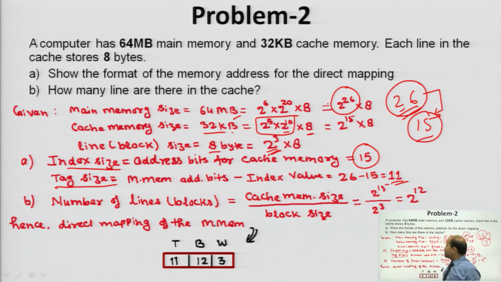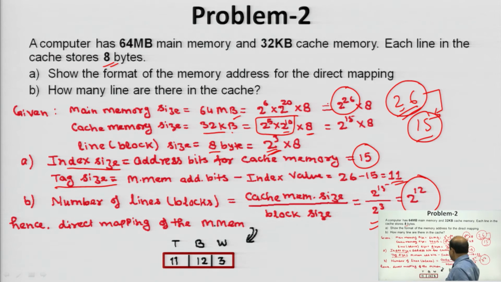Now, the next part of this question asks how many lines are there in the cache. So, we have to calculate the number of lines or number of blocks. How can this be calculated? It is very simple. The number of blocks or number of lines is the total size of the cache memory divided by one block size or one line size. Here, the cache memory size is given as 2 to the power 15 and the block size is 8 bytes, so 2 to the power 3. So, it will become 2 to the power 12. In this case the number of blocks is 2 to the power 12, so 12 bits are required for block mapping.